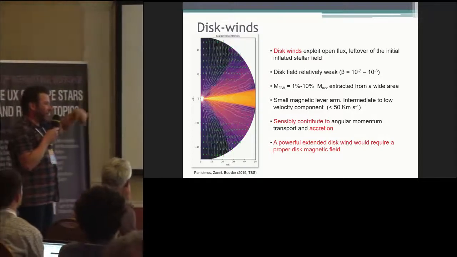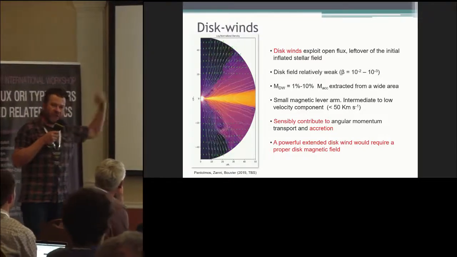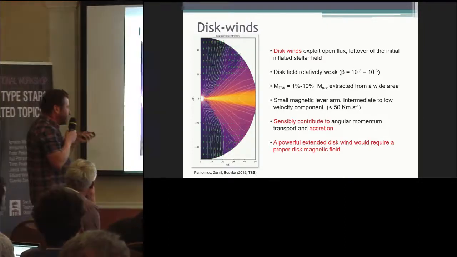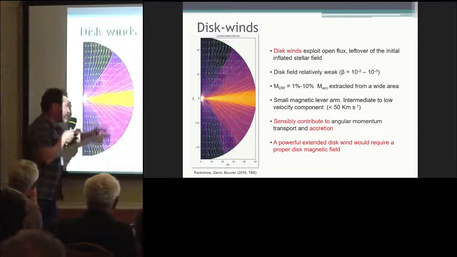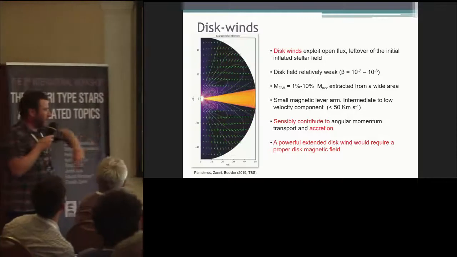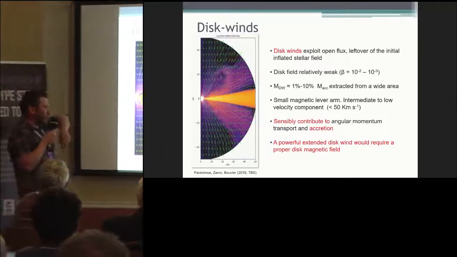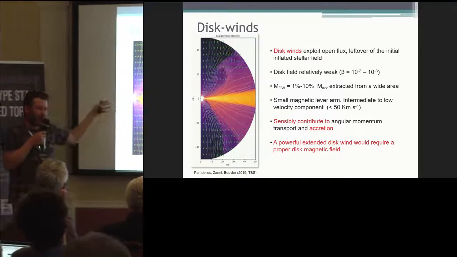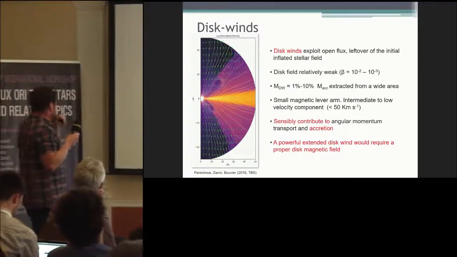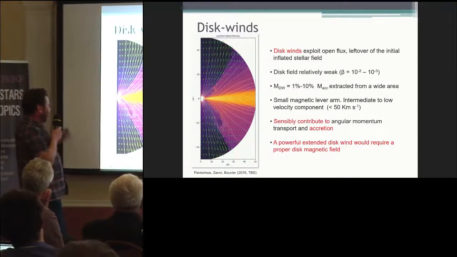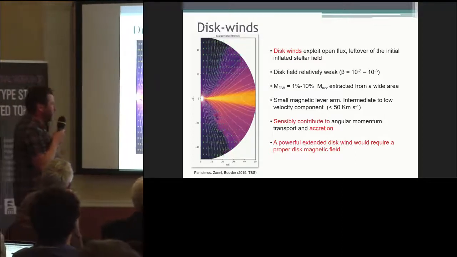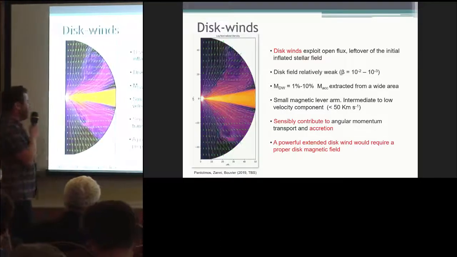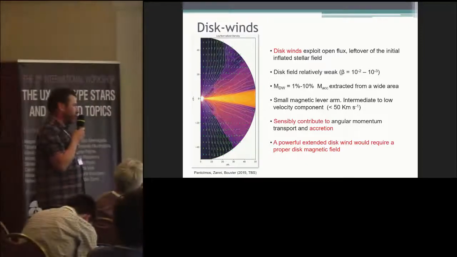This disk wind exploits the open flux. The open flux is a leftover of what remains of the original stellar flux. In that sense, the magnetic field in this part of the disk is relatively weak. So the beta parameter, the ratio of the thermal pressure to the magnetic pressure, is relatively high, definitely higher than what you have around the truncation, where you are more at equipartition. You can have, again, something between 1% and 10% of typical accretion rates, but in this case, you extract it from a much wider area, not a small area as the conical winds.